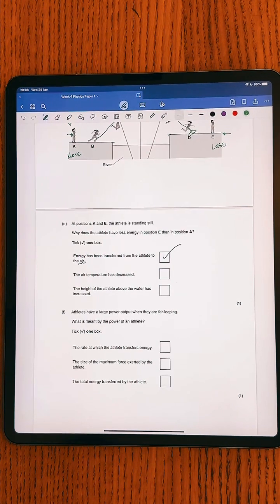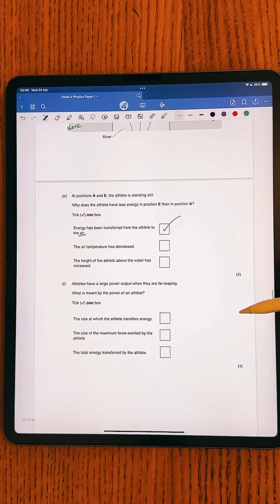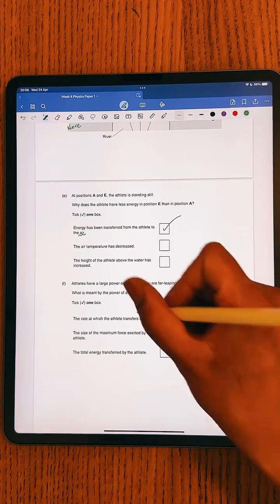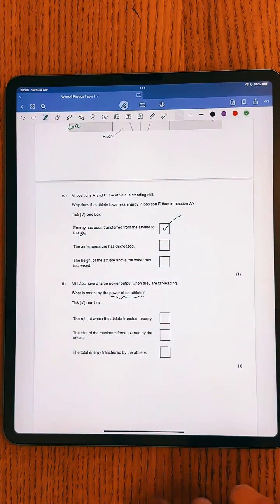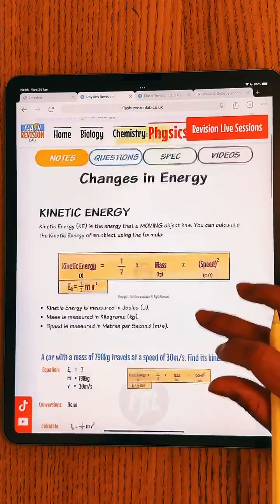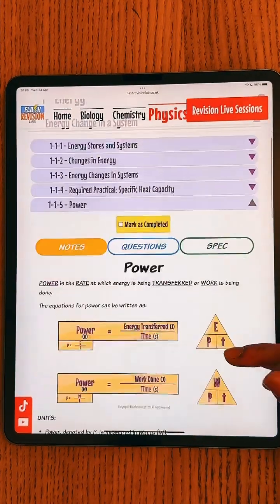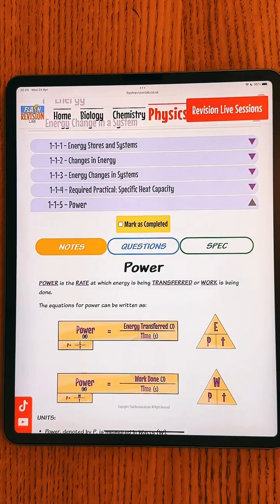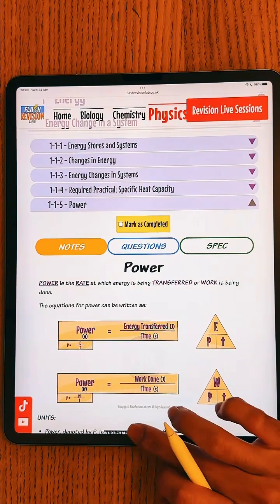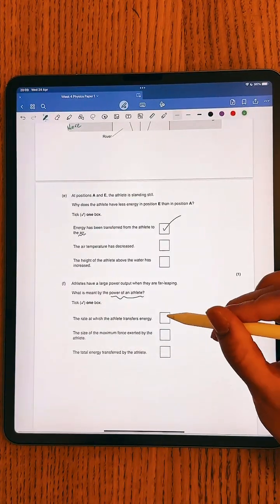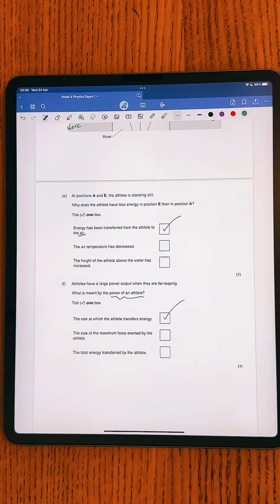No problem. Next question. Athletes have a large power output when they are far leaping. What is meant by the power of an athlete? Definition of power. Let me get that up in the notes. Here we go. Power is the rate at which energy is being transferred or work is being done. The rate at which the athlete transfers energy.